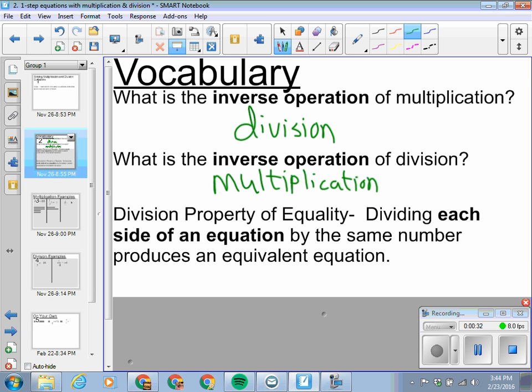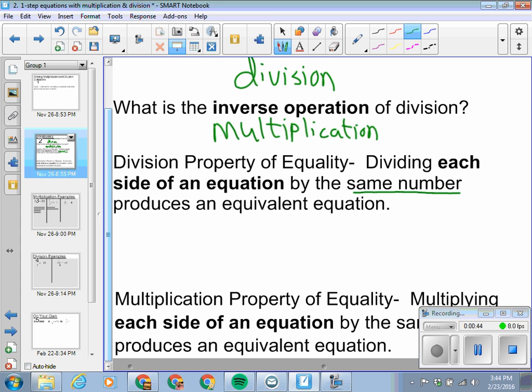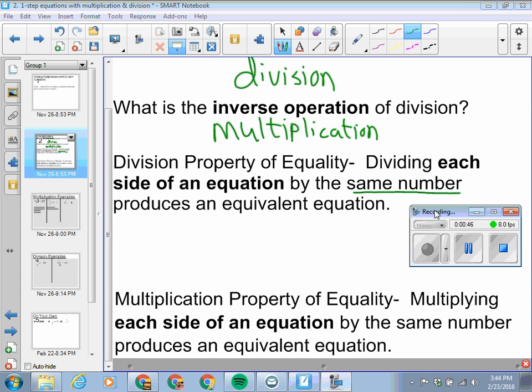So, division property of equality: dividing each side of an equation by the same number produces an equivalent equation. Multiplication property of equality: multiplying each side of an equation by the same number produces an equivalent equation. Again, it's going to be a lot like the previous lesson, where you may know how to do this stuff mentally. I want you following the process. This will become really important the further we get into equations, and we are going to be going further.